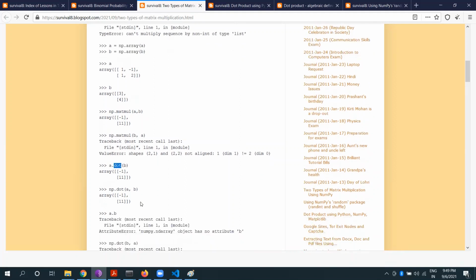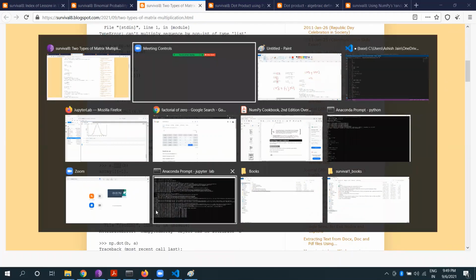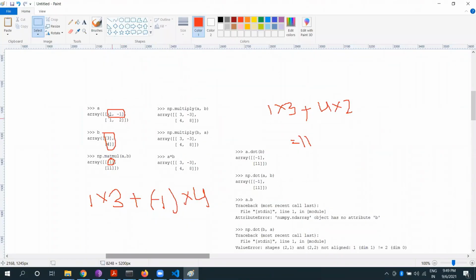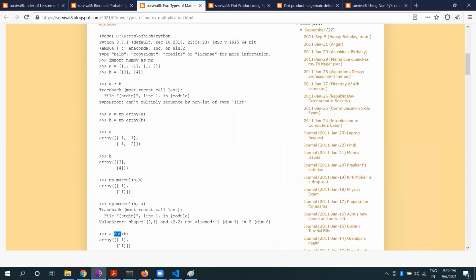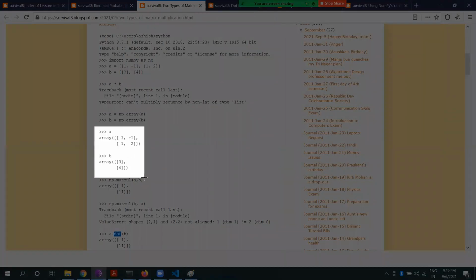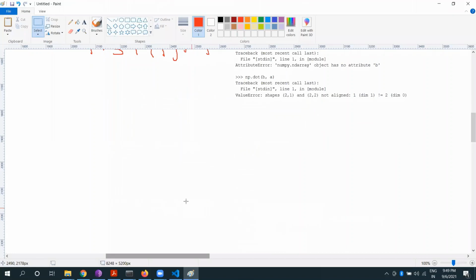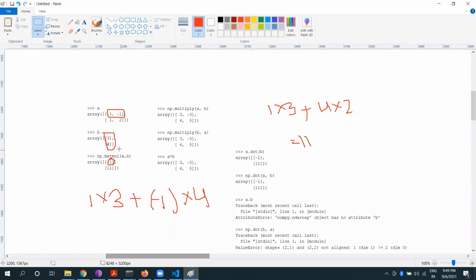But how are we calculating A dot B as -1 and 11? Okay, I'll show you, one second. If we have this array, let's calculate now. It is the same, we already have a screenshot. See, we have A's array like 1, -1, 1, 2, and B is 3 and 4. So we have to get this -1 and 11, no?